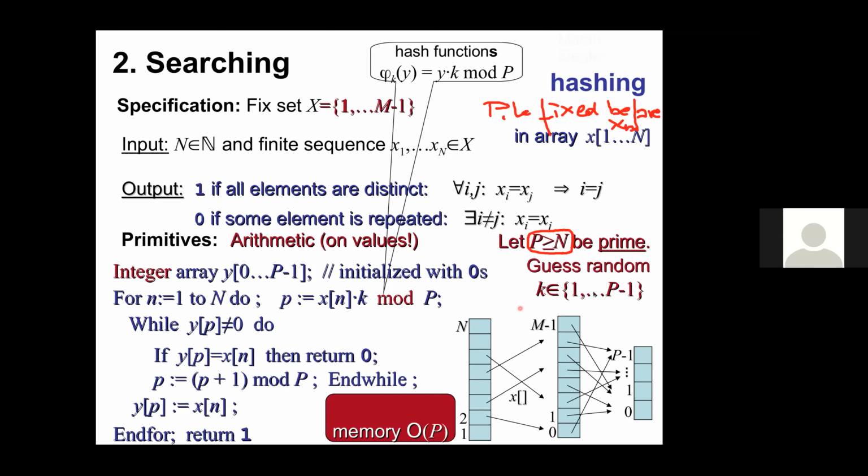And this is why it is good that capital P is prime, because when capital P is prime, every k from 1 to P minus 1 will mix these values very well. So in fact, I said, it is enough if P and k are relatively prime.